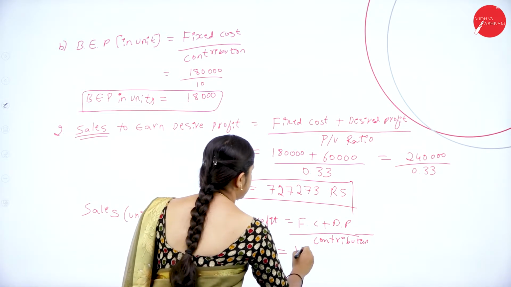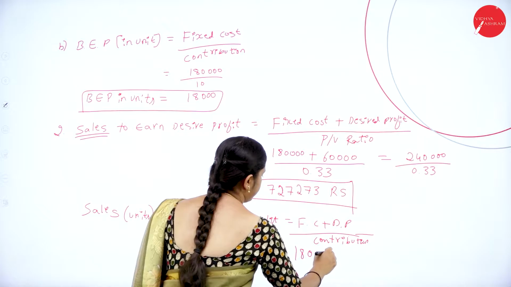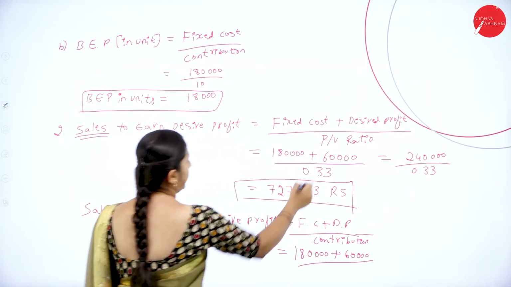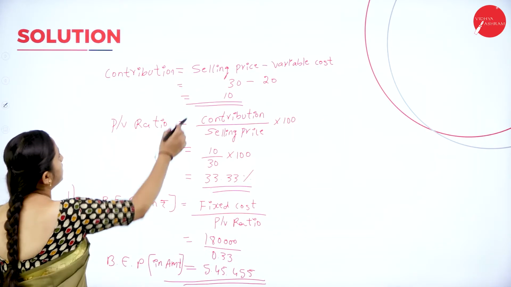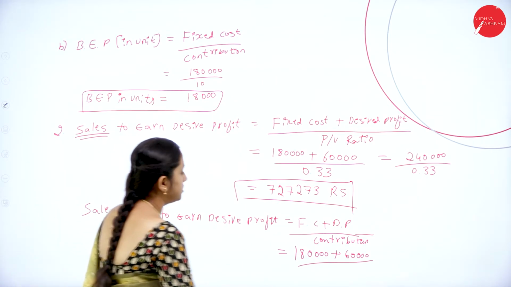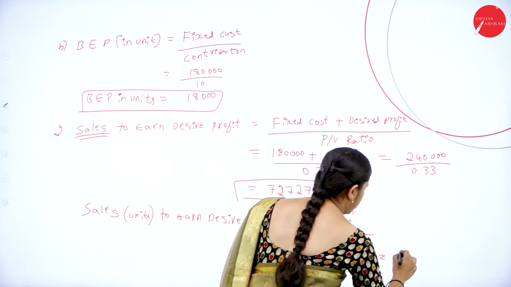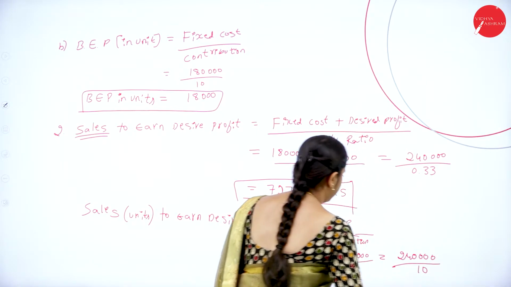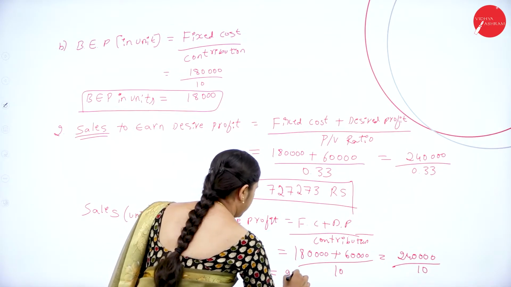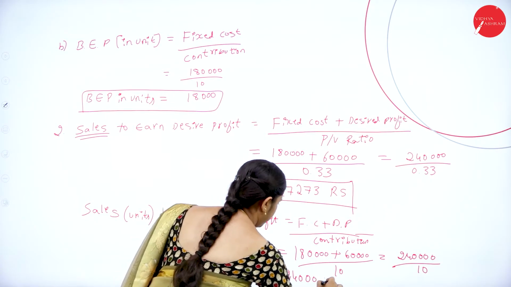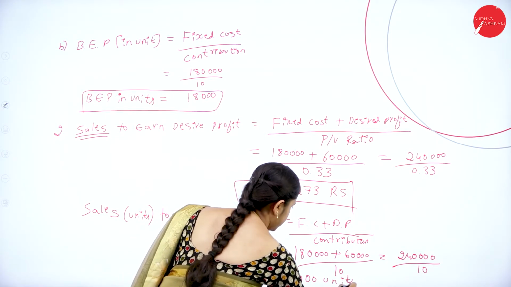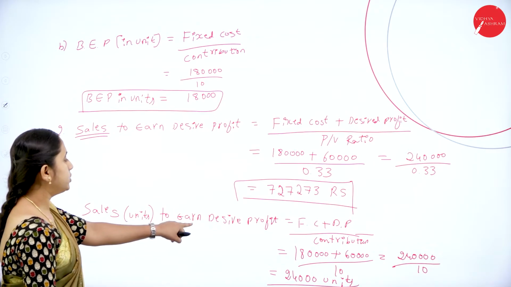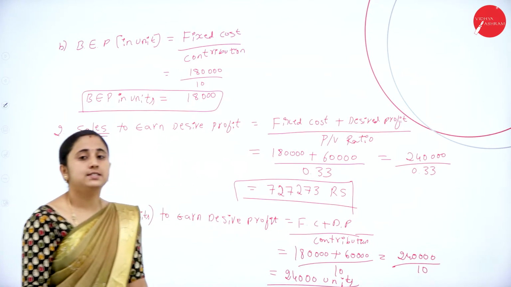Here fixed cost is 1,80,000 plus desired profit 60,000, and contribution is 10. So write 10, that is 2,40,000 divided by 10, that is 24,000 units. The manufacturer has to sell 24,000 units in order to earn the desired profit of rupees 60,000.